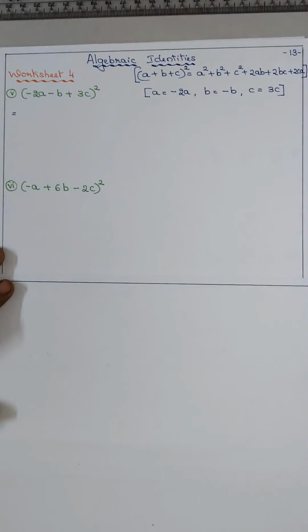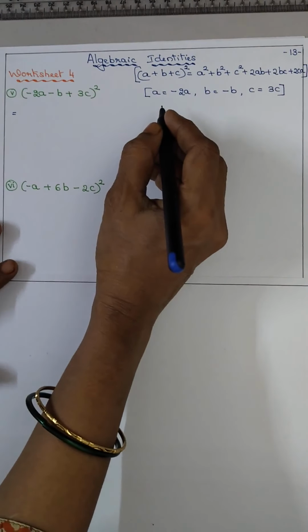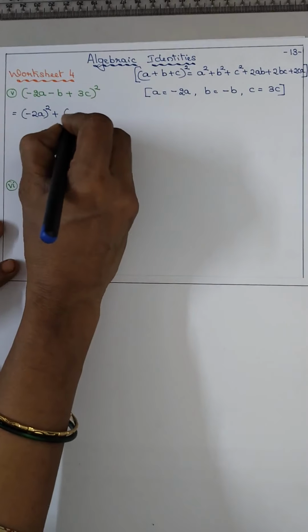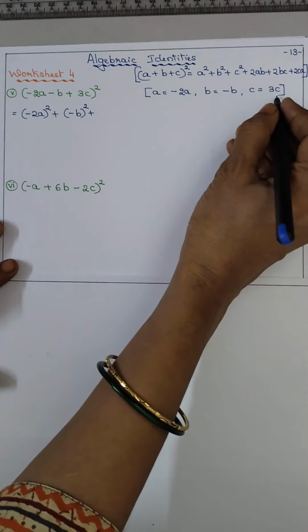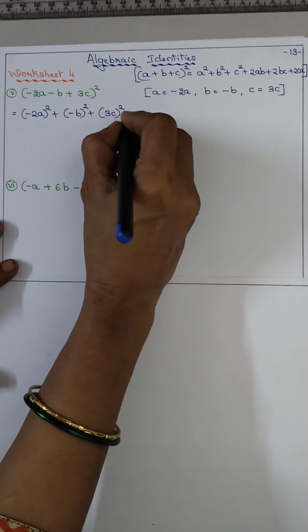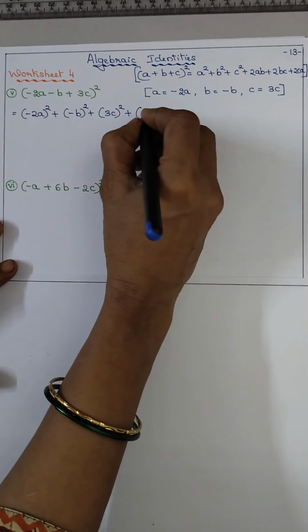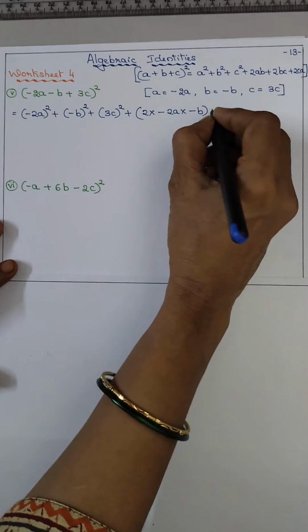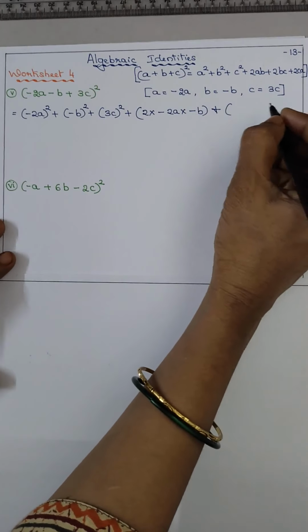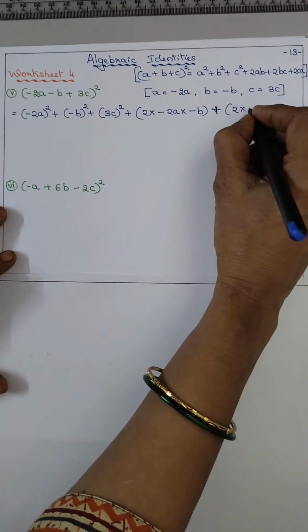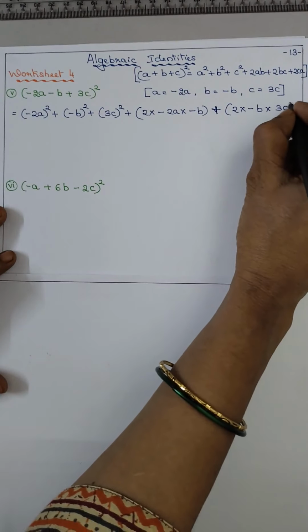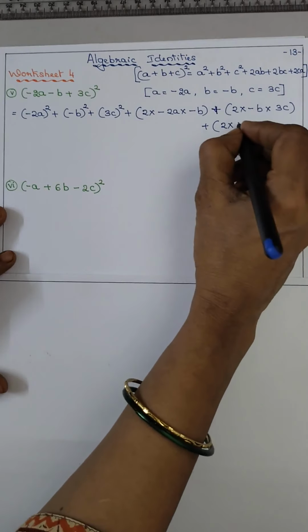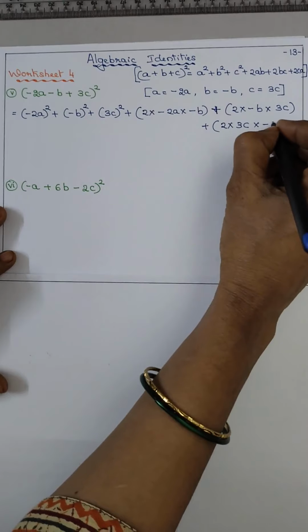Now a is equal to, this is a square, isn't it? a square is (minus 2a) the whole square, b square is (minus b) the whole square, c square is (3c) the whole square, plus 2ab, 2 times a is minus 2a, b is minus b, plus 2bc, 2 times b is minus b, c is 3c, bracket close, plus 2ca, 2 times c is 3c, a is minus 2a.